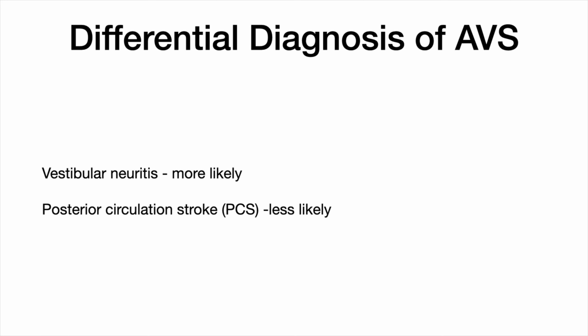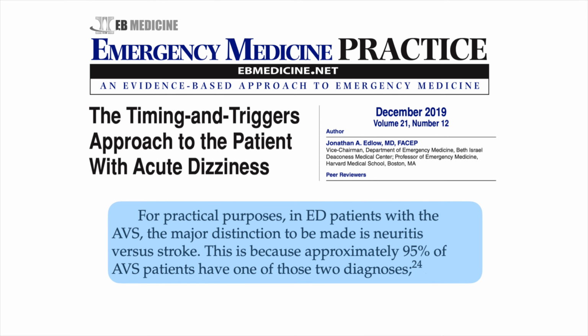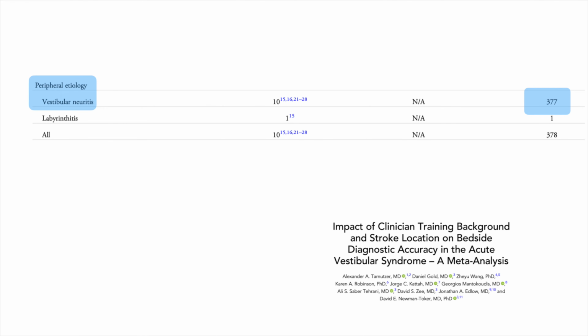The basic differential diagnosis of these patients is this vestibular neuritis, which is more common, or is this a posterior circulation stroke, which is less common? In fact, Jonathan Edlow said this in his 2019 paper. Any data to back this up? Remember that meta-analysis by Tarnutzer of studies reporting the diagnostic accuracy of HINTS in the acute vestibular syndrome? The only peripheral etiologies that were identified by the HINTS exam in their meta-analysis were 377 cases of vestibular neuritis and 1 case of labyrinthitis. That's it. No other cause of peripheral vertigo were found in all of the HINTS studies.